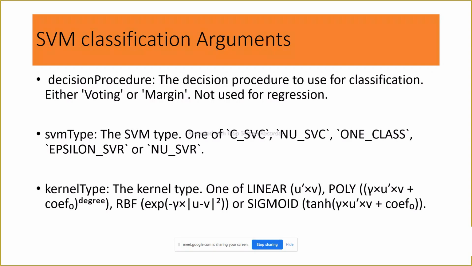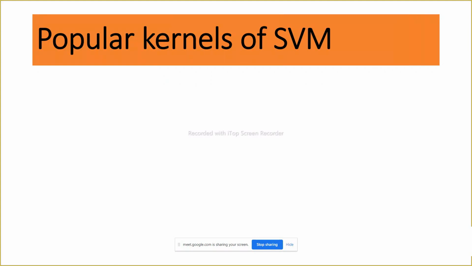And you can see different types of kernel type. The kernel can be one of linear. We can also use poly. Also you can use RBF. I also try to discuss the equation like this. So this time I also try to discuss the popular kernels of support vector machine.